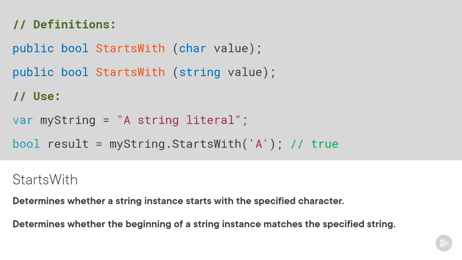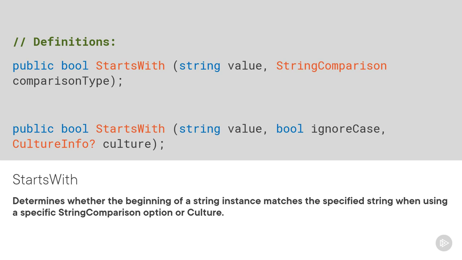In this usage example, we check if the string identified as myString starts with an uppercase letter A character. The result here will be true because the first character matches. When using string-based matching, overloads exist which accept either a string comparison option or culture info. When providing a specific culture, we can also optionally ignore case during the comparison.